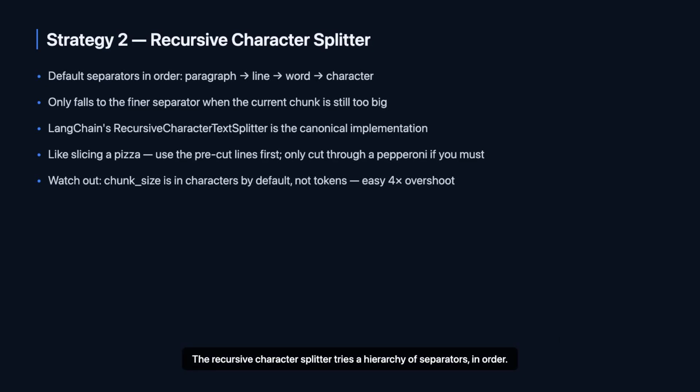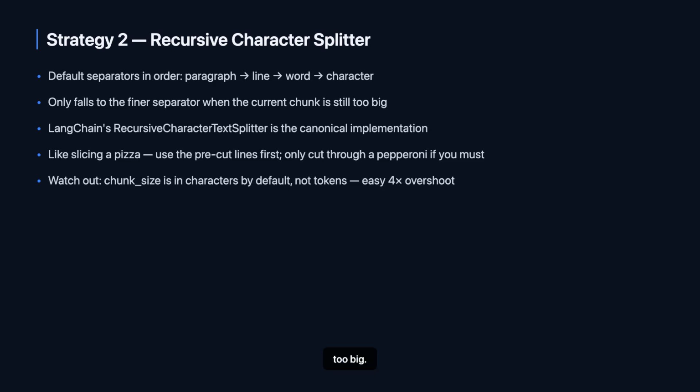The recursive character splitter tries a hierarchy of separators, in order. The default list is paragraph break first, then single line break, then space, meaning word boundary, and finally individual character. Notice there's no dedicated sentence separator in that default list. If you want sentence-aware splitting, you have to add it yourself. The splitter only falls back to a finer separator when the current chunk is still too big.